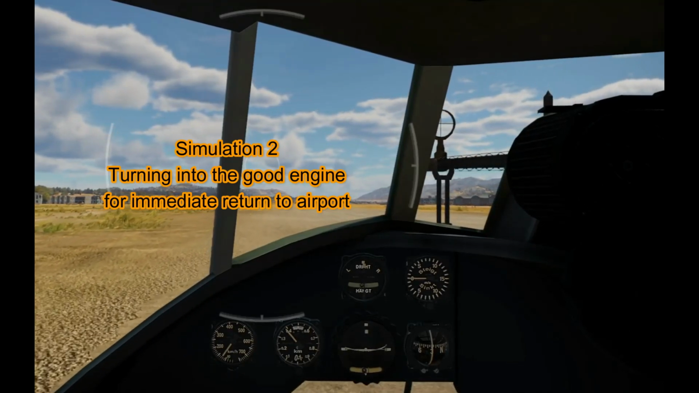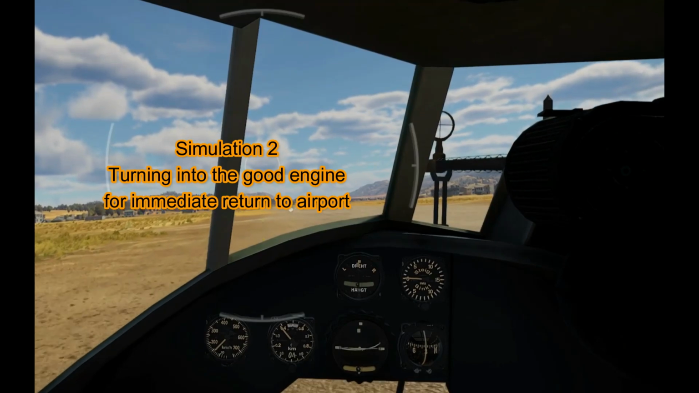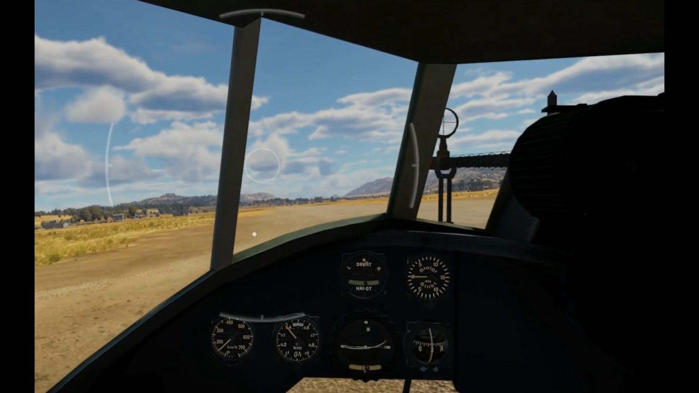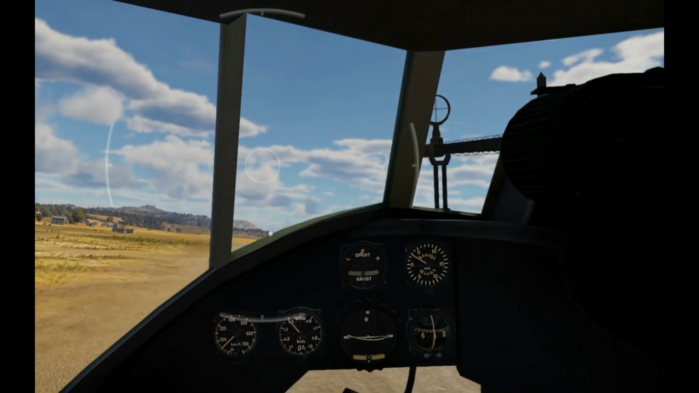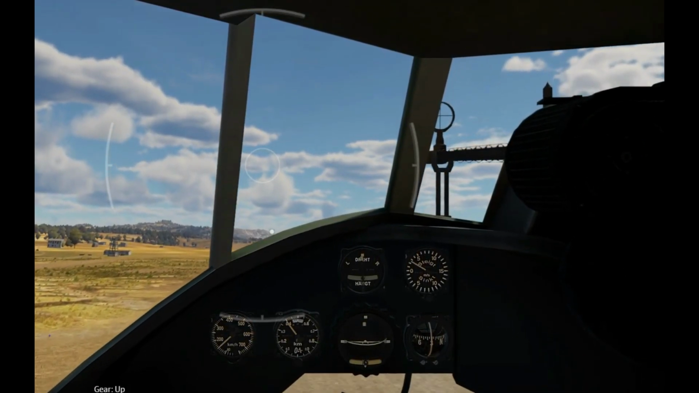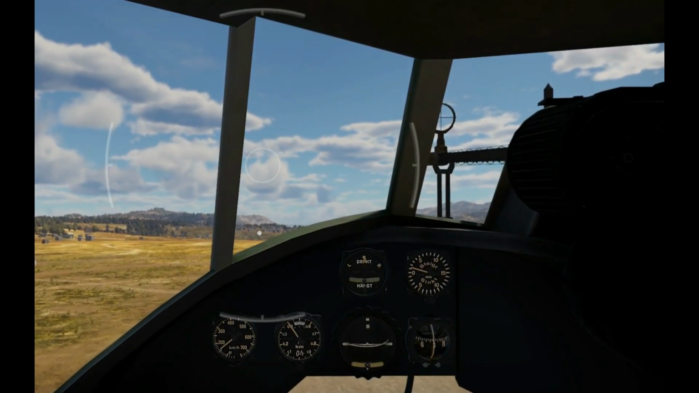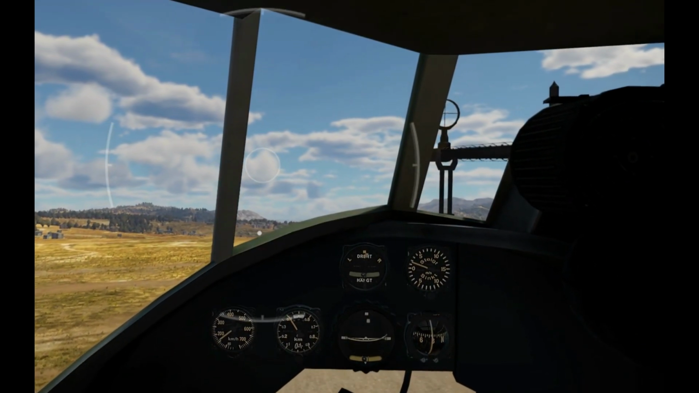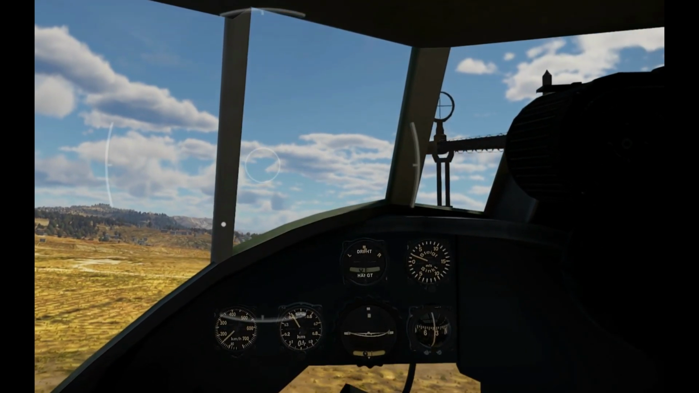Airspeed. Okay. VMC. Gear up. Flaps coming up. Okay, engine failure, right engine. We're going to bank into the good engine. Banking into the left engine.